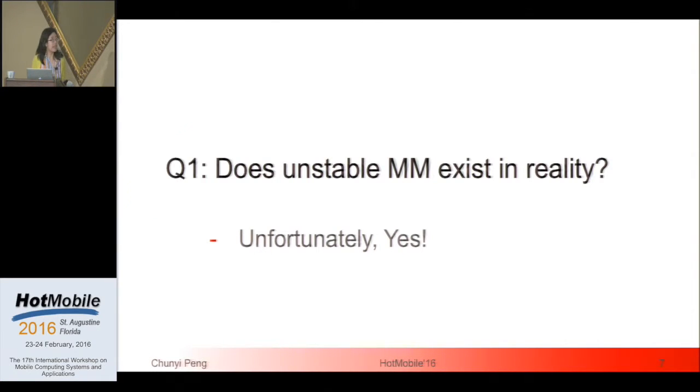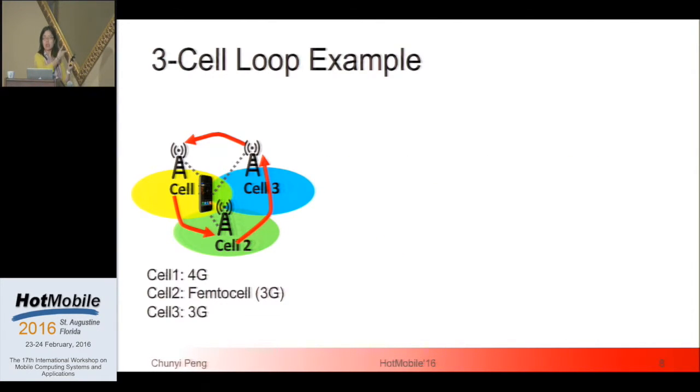Yes, unfortunately, it does. Let's go back to this example. This is a real example we observed. In this case, we have 3 cells, and cell 1 and cell 3 are both 3G cells deployed by operators. And cell 2 is a femto cell deployed by a user. The femto cell is a small cell. This is a mechanism that allows mobile users to deploy their own base station to complement the current network infrastructure, to enhance coverage and improve performance.